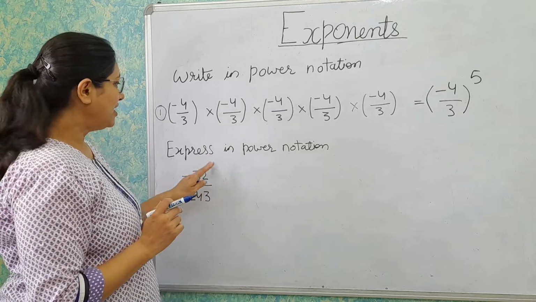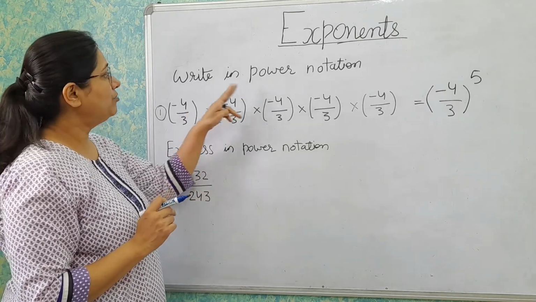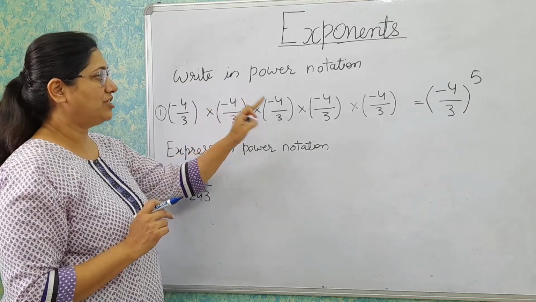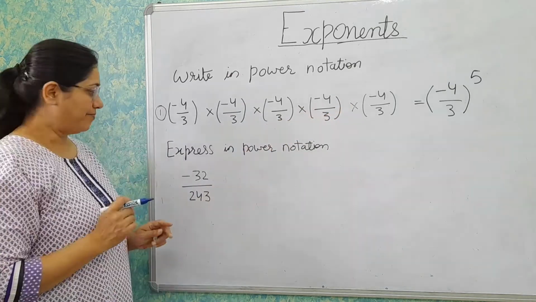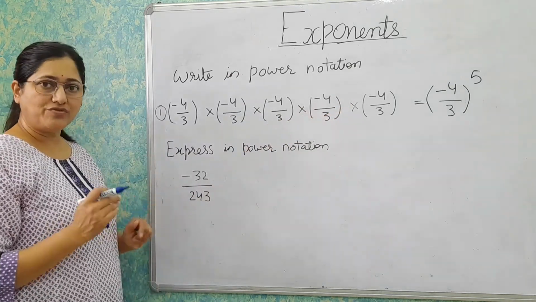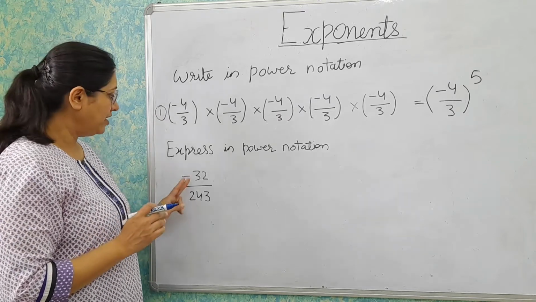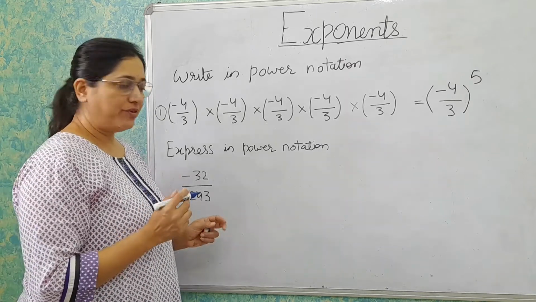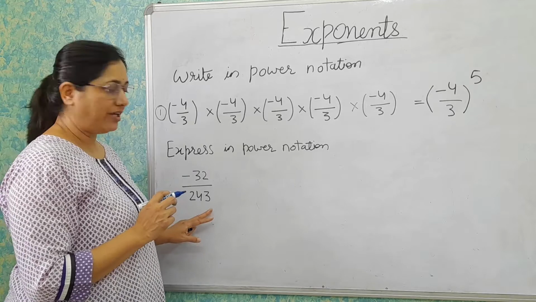Second question, express in power notation. See, this question is different from this one. In this question, we have to write in exponential form. But first we have to find the base number and then its exponent, and for that we have to do the prime factorization. First, we will do the prime factorization of 32 and then 243.